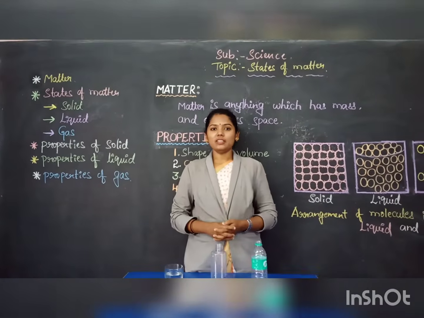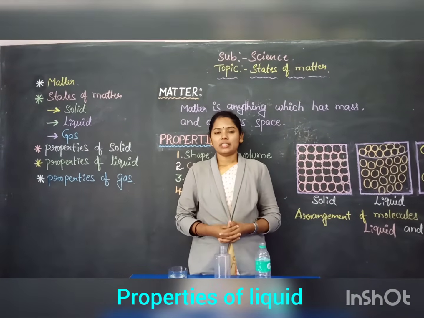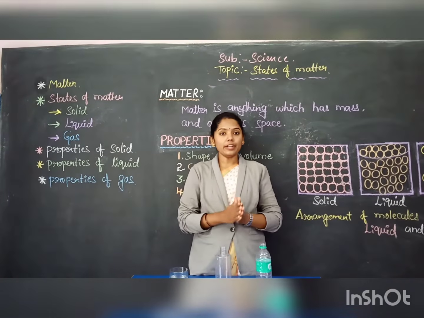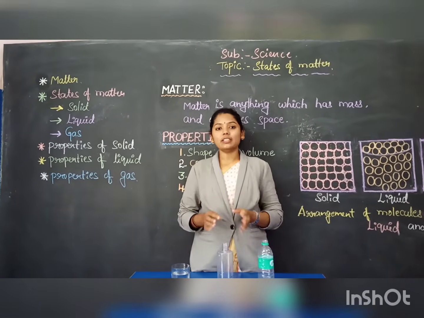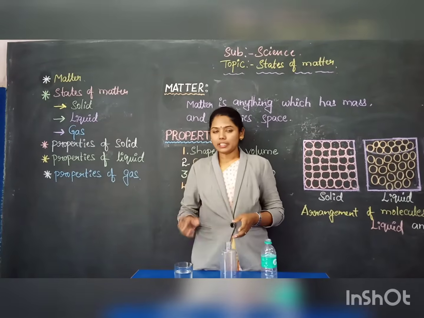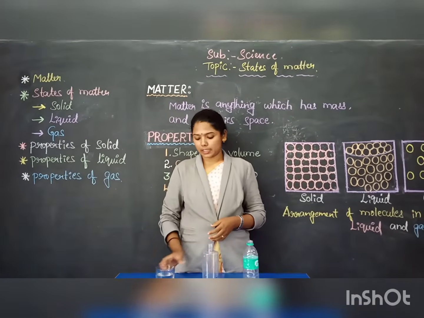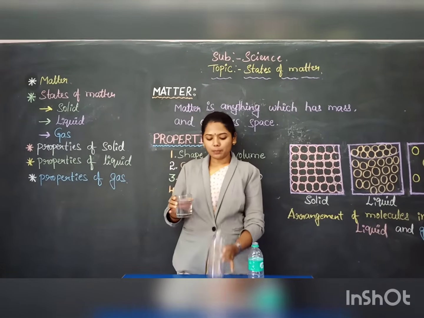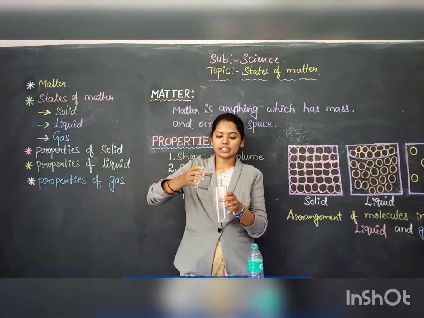Let us see the properties of liquid. The first property of liquid is that a liquid has a definite volume but does not have a definite shape. Let us prove that in a single experiment. Here we have 100 ml of water in a beaker and we will pass that water into the next container.